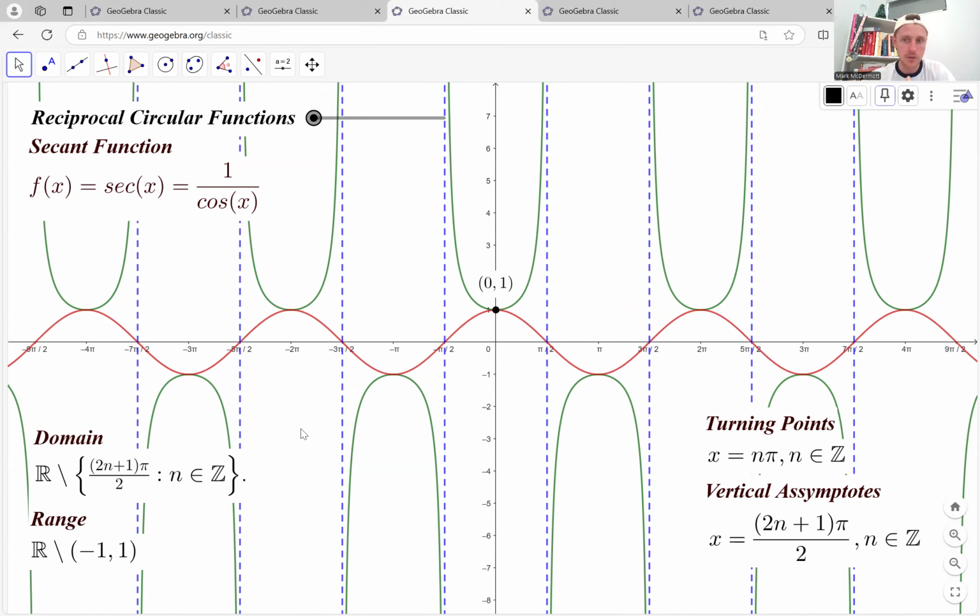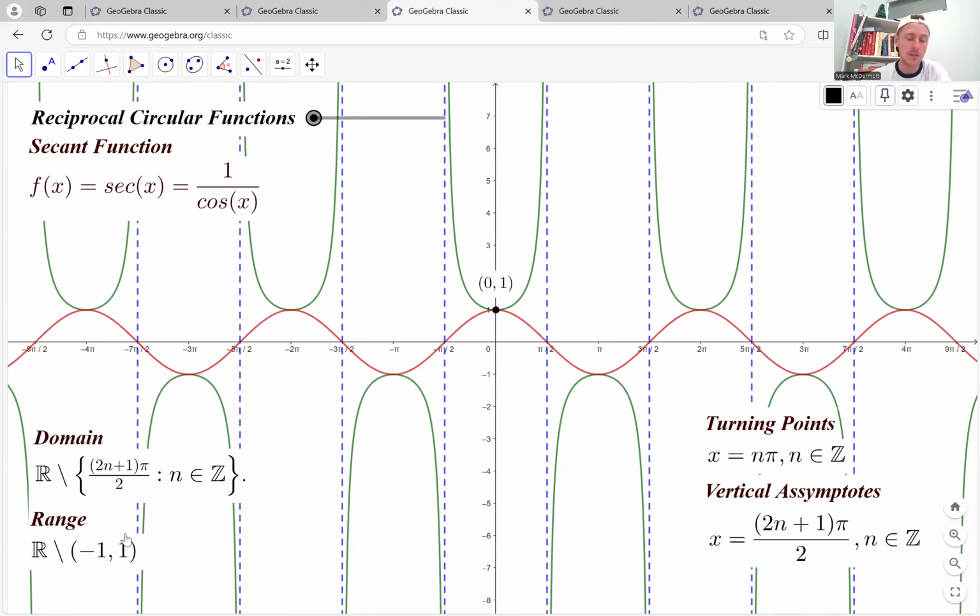Okay, and so using that same logic, the domain is going to be all real numbers not including the odd multiples of pi on 2. Okay, similarly, the turning points are going to be halfway between that, because cosine goes to a maximum or a minimum at integer multiples of pi. So you're going to get turning points at n pi. So here we go. At negative pi, we get a turning point. At negative 2 pi, we get a turning point, and so on.